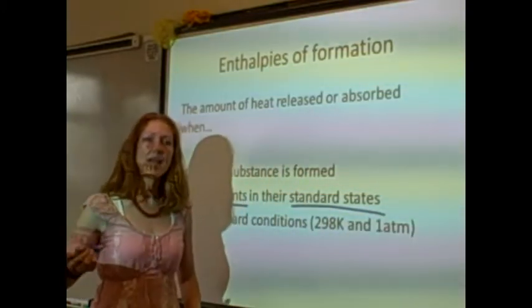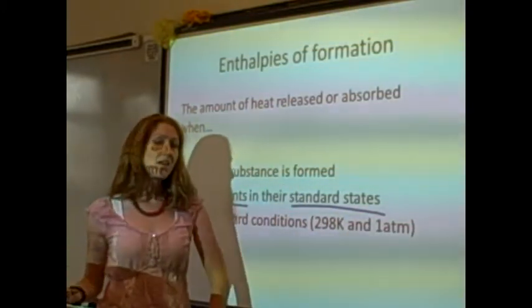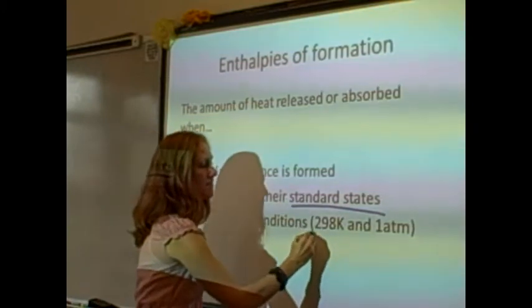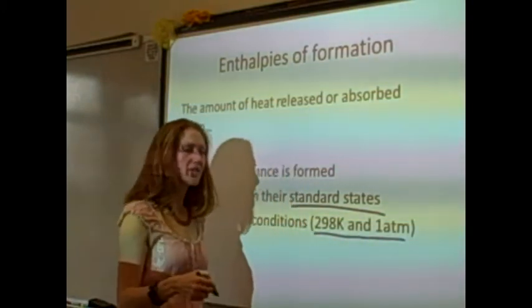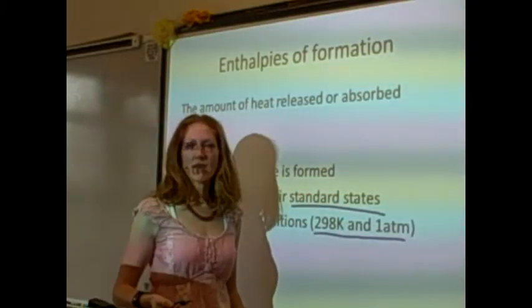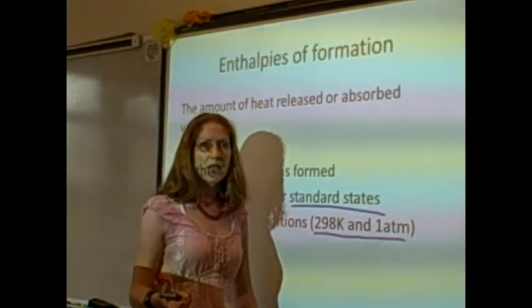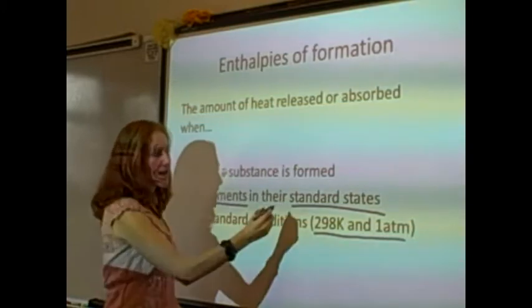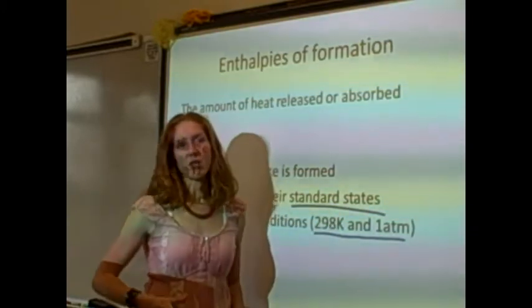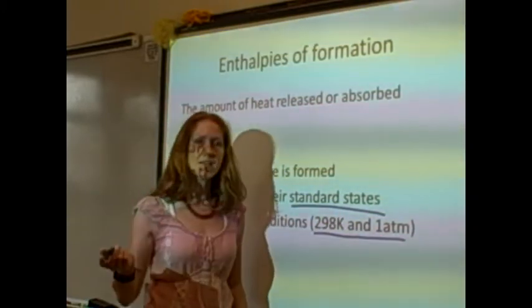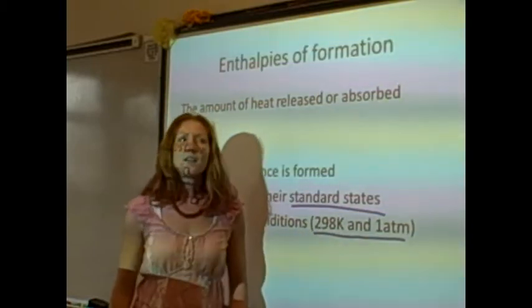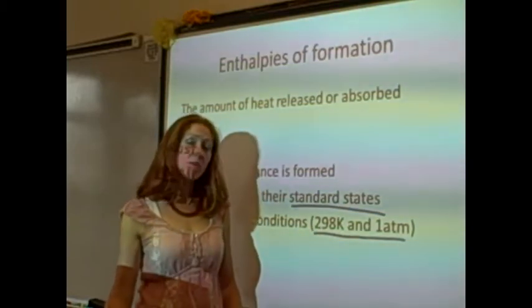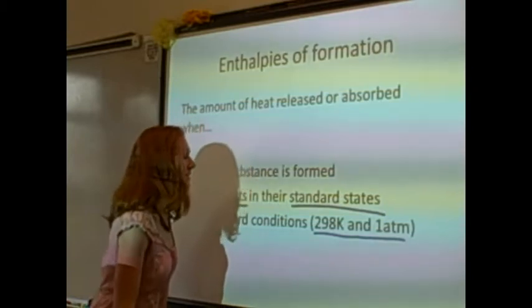So standard state is how something would exist if it was at 298 Kelvin, so 25 Celsius, and 1 atmosphere. So basically, what would an element be like at room temperature and pressure? So I know the standard state of oxygen is going to be a gas, because oxygen is a gas under those conditions. I know that carbon would be a solid, because graphite is a solid.